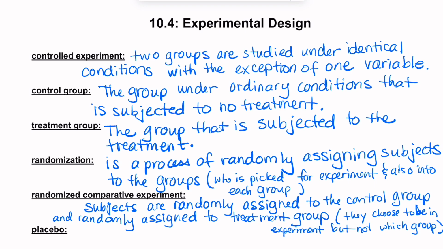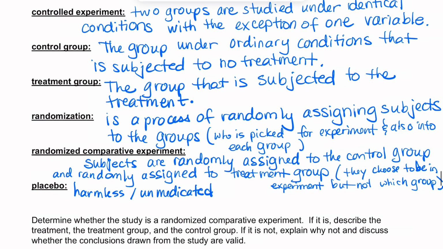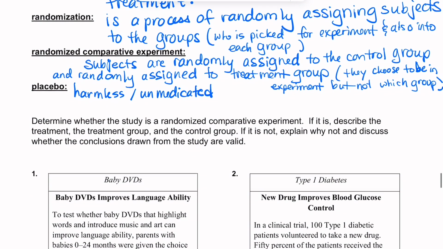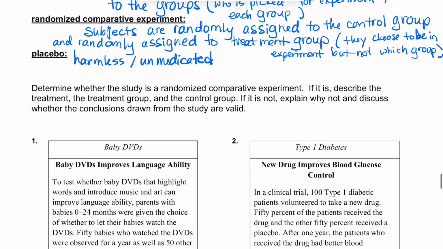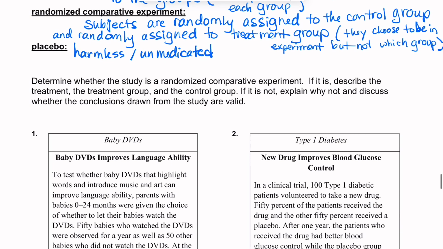Okay. The placebo is a harmless, unmedicated part of the experiment. So let's now look at these two examples, and we're going to determine whether the study is a randomized comparative experiment. If it is, describe the treatment group and the control group. If it is not, explain why not, and discuss whether the conclusions drawn from the study are valid.